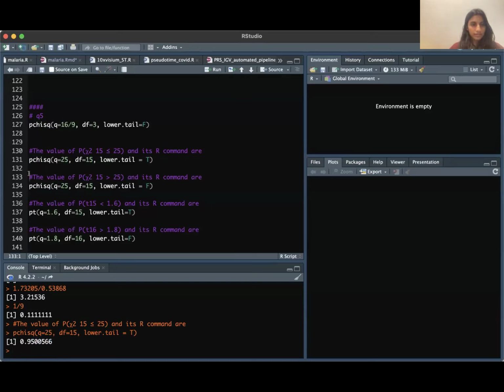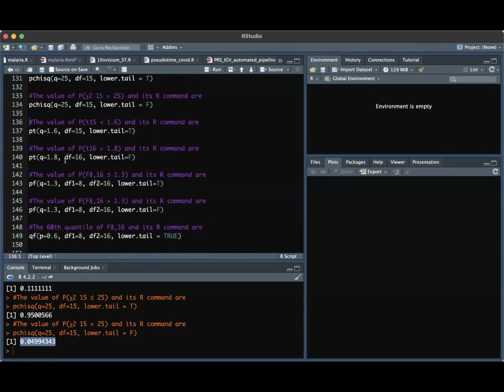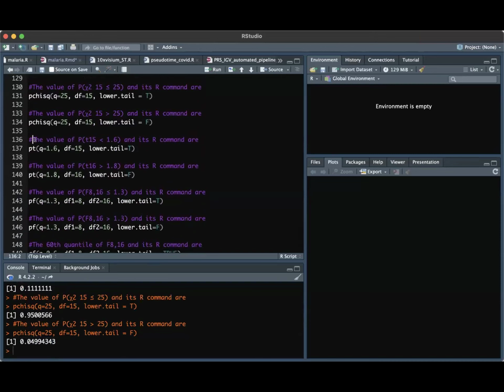Yeah, so this was one of the problems. The other problem was you have to calculate P of chi-square 15 greater than 25. Here you write the same thing, but lower tail is equal to false. And you get 0.04999 as the answer.